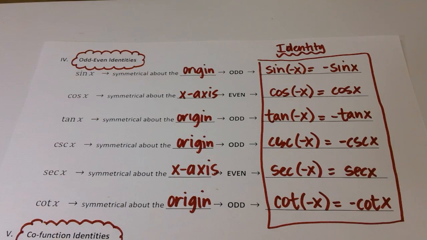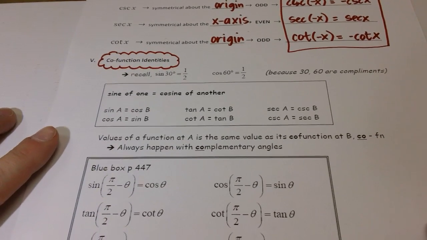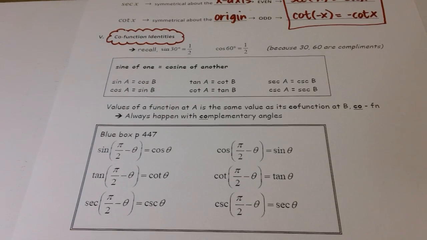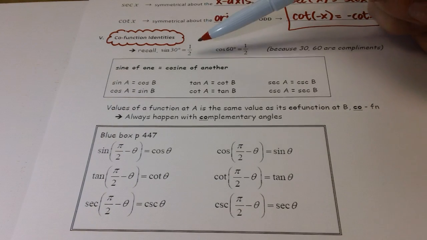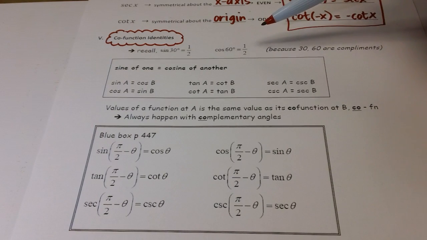Okay. All right, the cofunction identities, this is the last one we're going to talk about today. And basically, this is just copied from your book. If you remember, complementary angles, 30 and 60, are two that are complementary. They add up to 90 degrees. Okay, so let's start with the sine. The sine of 30 degrees equals 1/2. That's the same as saying the cosine of 60 degrees equals 1/2. They both have the same value. 30 and 60 are complementary.